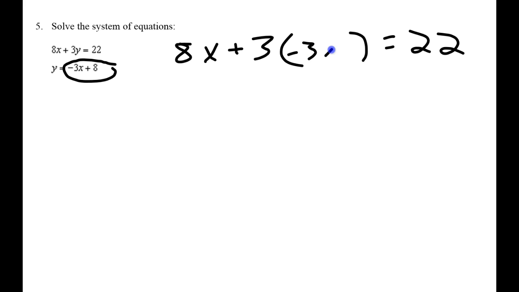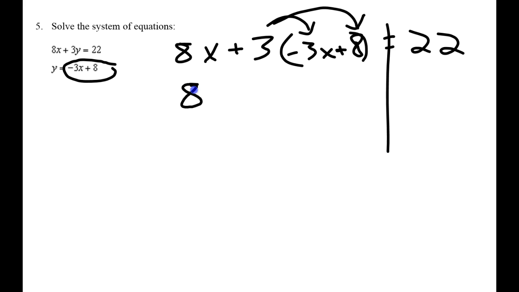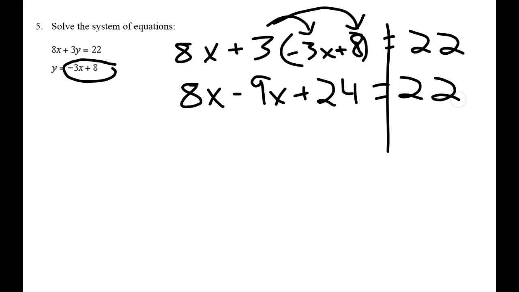I have 8x plus 3, big parentheses, equals 22. And inside those parentheses, I'm going to plug in what I know y is, which is negative 3x plus 8. I have to distribute that 3 across because it's outside of the parentheses. So I end up with 8x. 3 times negative 3x is negative 9x. 3 times 8 is positive 24, equals 22. 8x minus 9x is negative x, plus 24 equals 22.